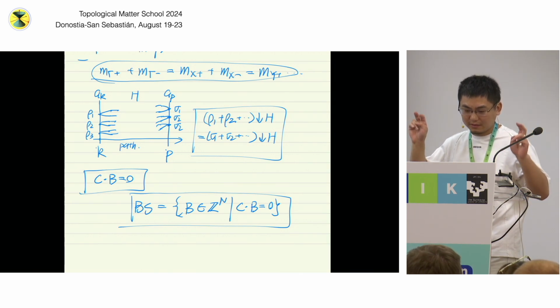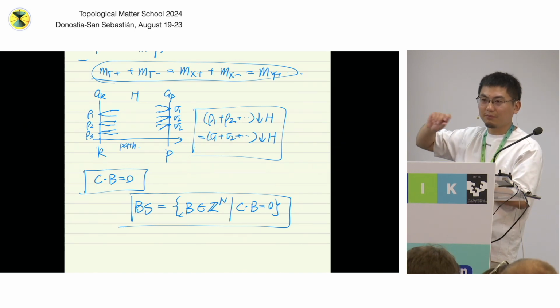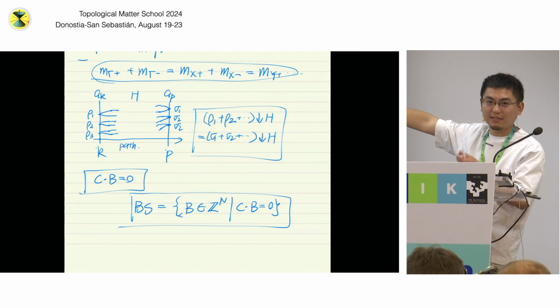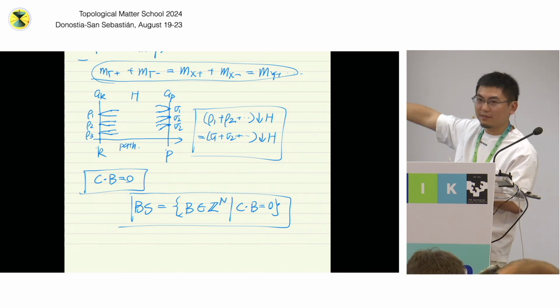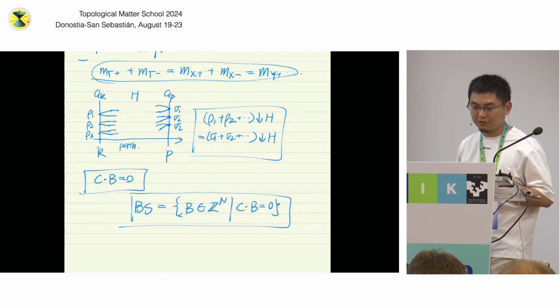But what's a bit subtle is that this band structure may have some crossing point away from these high symmetry points, right? So there might be some topological semimetals in this set, but let's for now forget about that.